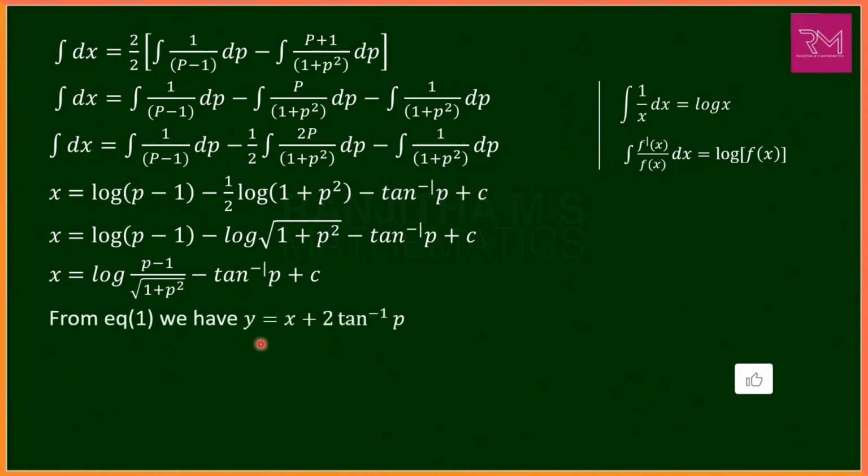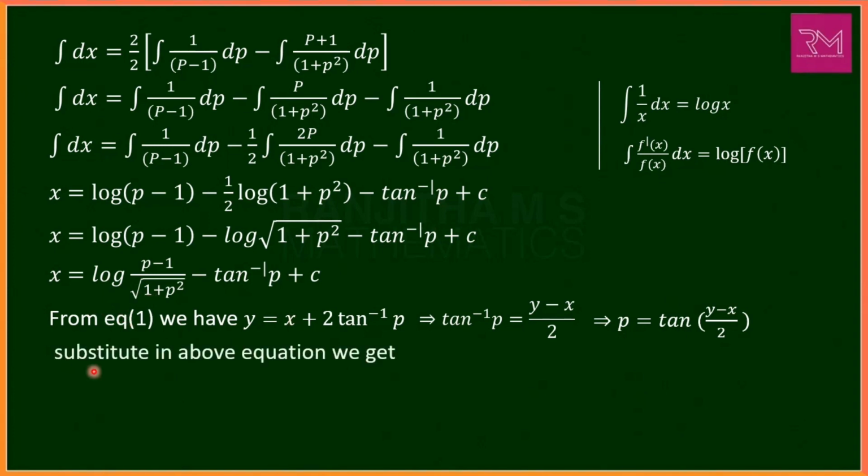We know that equation 1 is given by y is equal to x plus 2 into tan inverse p, so from equation 1 we can easily find the value of p. Tan inverse p is equal to, if we take x to the left hand side, y minus x, and if we take the 2 to the left hand side it becomes divided by 2. That is, tan inverse p is equal to y minus x divided by 2, or we can take p is equal to tan of y minus x by 2, by taking tan inverse to the right hand side.